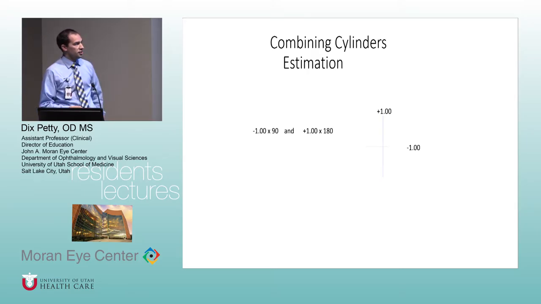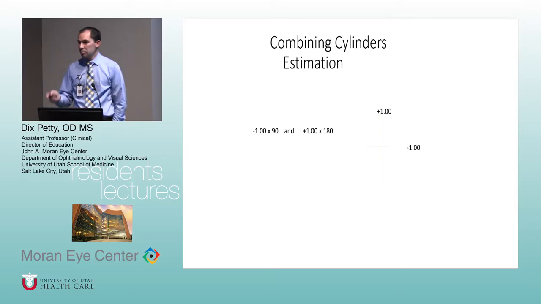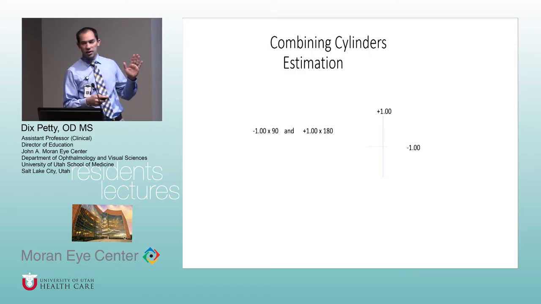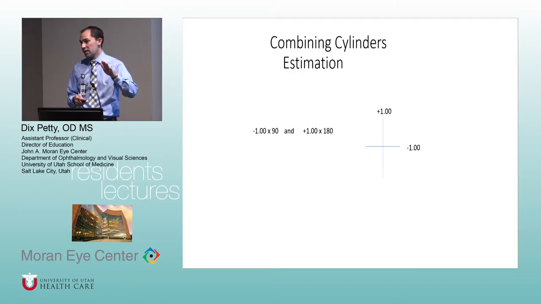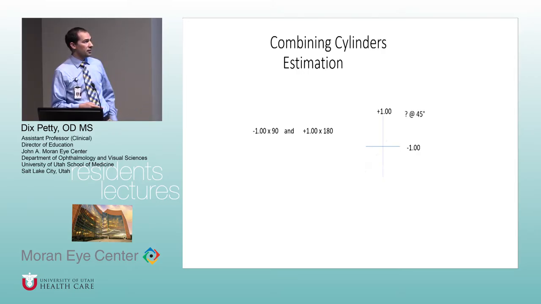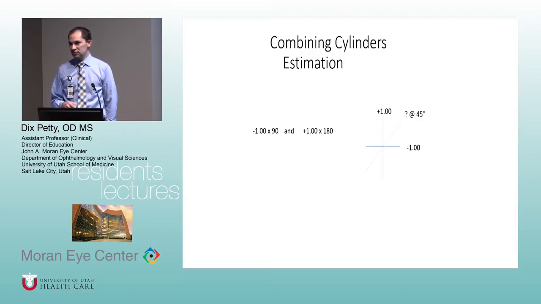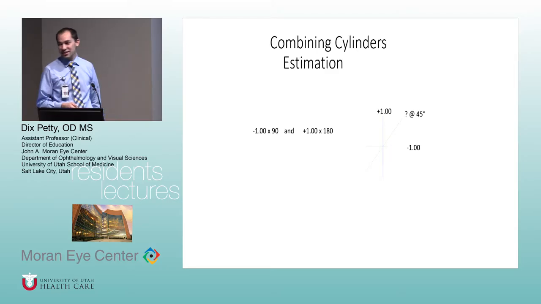So the question is, what is the entire power of this lens system now? How do we know what the power of that lens system is? If we pointed to a degree axis, say 45 degrees, what is the power going to be at that point? So, any guesses on what the power would be at axis 45? What do you think? Right. Me? Mm-hmm. Jeez. Plano? Yeah, it is actually.